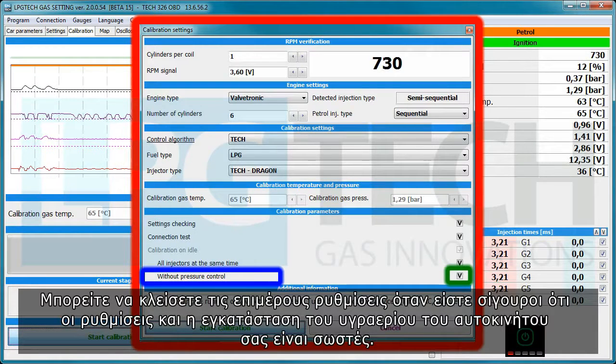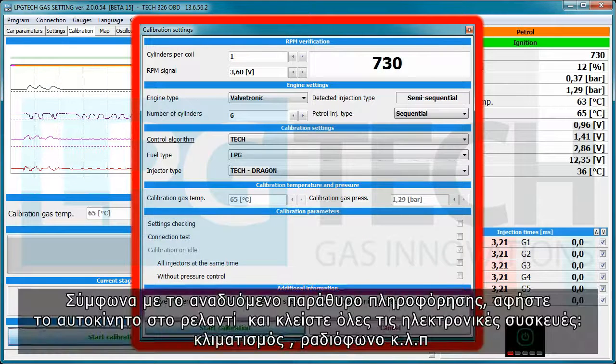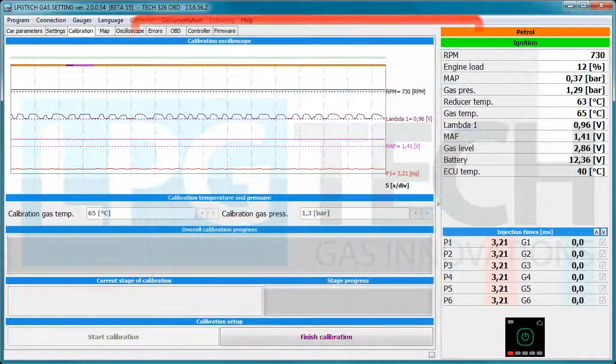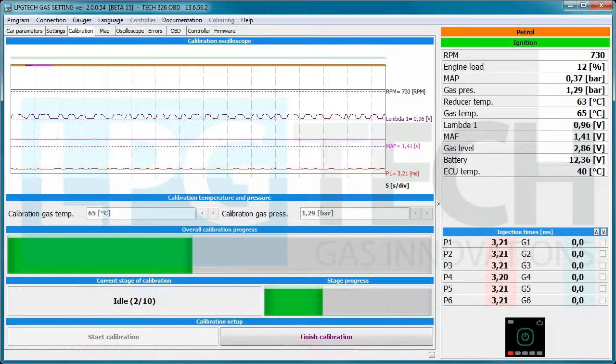You can turn off additional options if you are sure that gas settings and car gas installation are correct. According to the window information, leave the car on low rotational speed. Indeed, turn off all electronic devices such as air conditioning, radio, etc. Press Start Calibration. At the moment, the controller will adjust the time of gas injection in such a way that times of petrol injection during working on gas will remain unchanged compared to work on petrol.